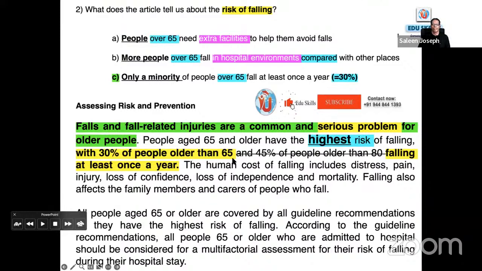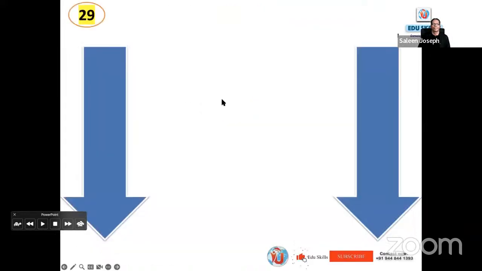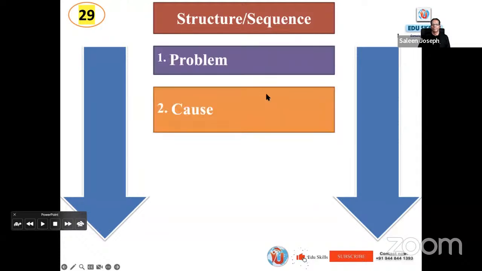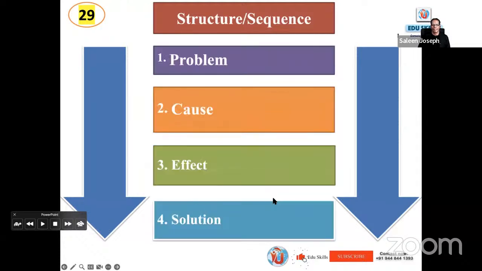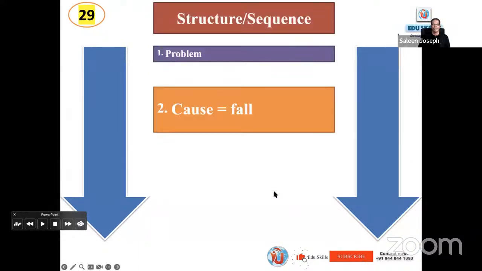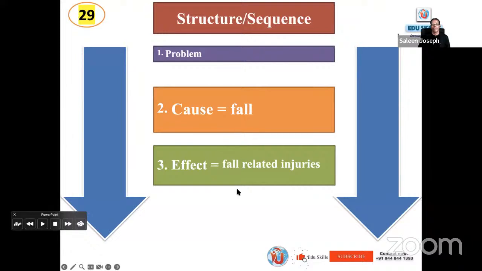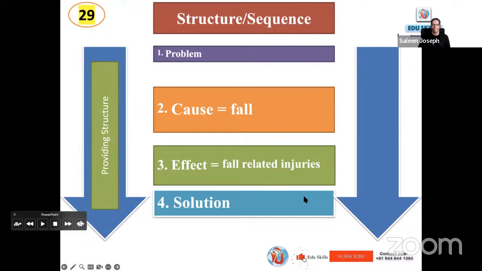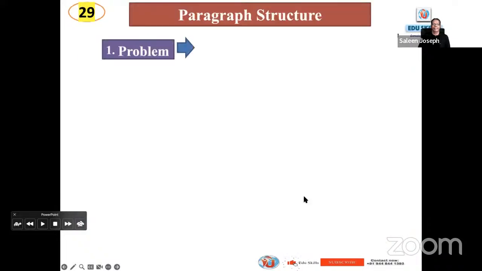30% of people older than 65 fall at least once a year. See the structure: problem, cause, effect, solution. That could be the general pattern, but here we will have problem and cause. The problem is fall-related injuries. The cause is falls. The effect is fall-related injuries and other costs, the human cost, with 1, 2, 3, 4, 5 given. Then the solution. That's the general structure I am showing you.